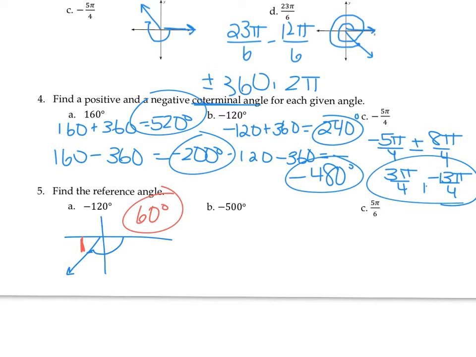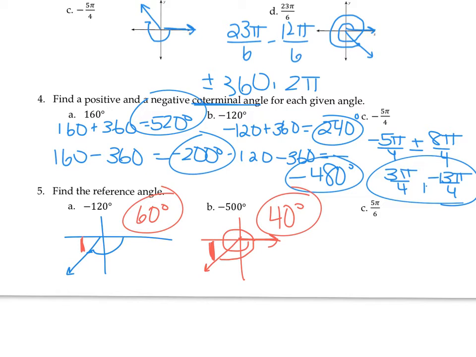So negative 500 is negative 360 plus negative 140 more, so that's where this angle is. What's the distance between the x-axis and that value? That angle is 40 degrees.